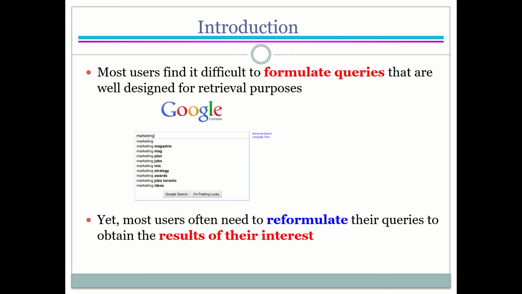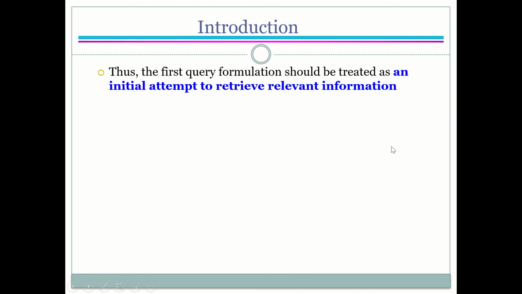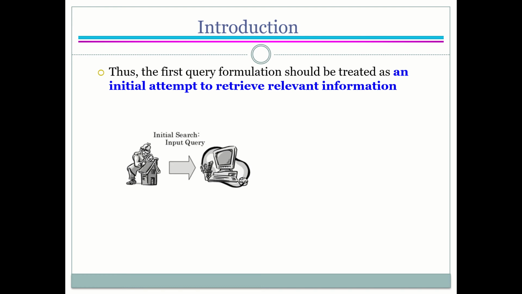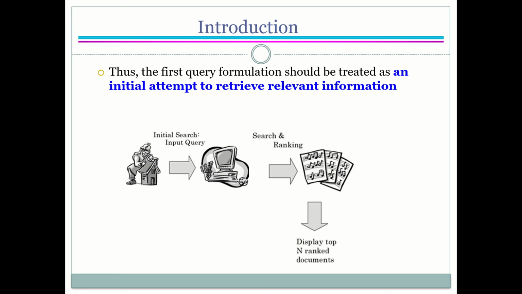Then what we want to do is look into the result, and based on the result, we reformulate the query in order to get a better result based on our own interest. Basically, the first query formulation should be treated as an initial attempt to retrieve relevant information. We just key in the keyword, and then the system will rank the documents for you and display all these ranked documents.